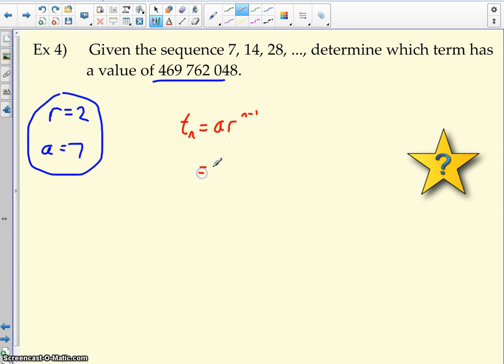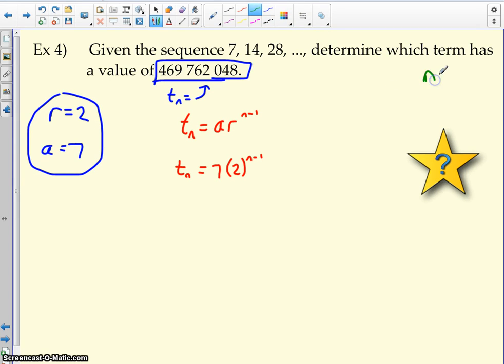So my a is 7, and my r is 2, so I have 7 times 2 to the n minus 1. Now, we did something like this when we looked at arithmetic sequences. I'm being told that there's some term out there, I don't know it, but some term that's going to be equal to that ugly 469,762,048 number, and I want to know which term makes that happen.